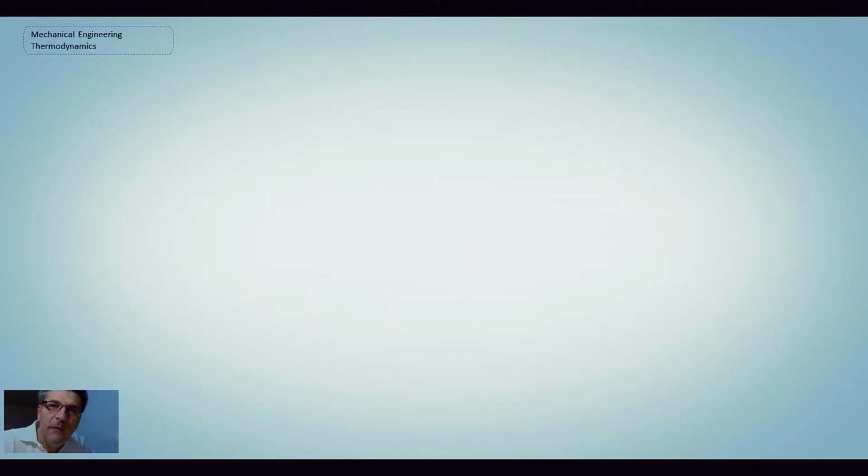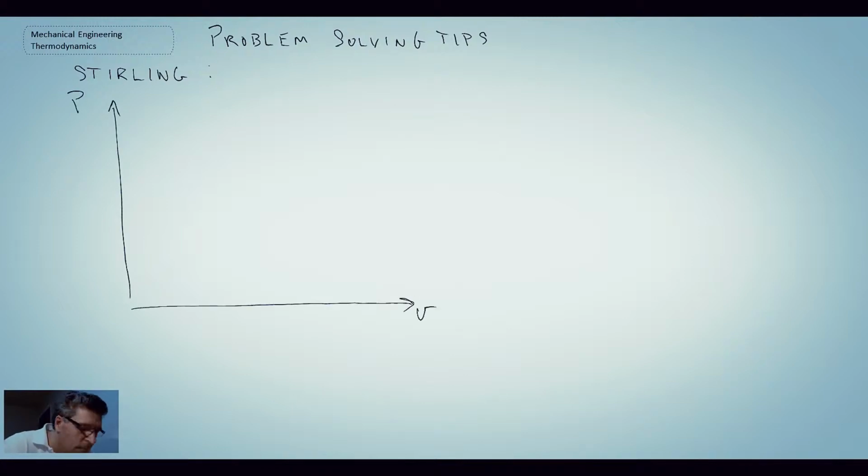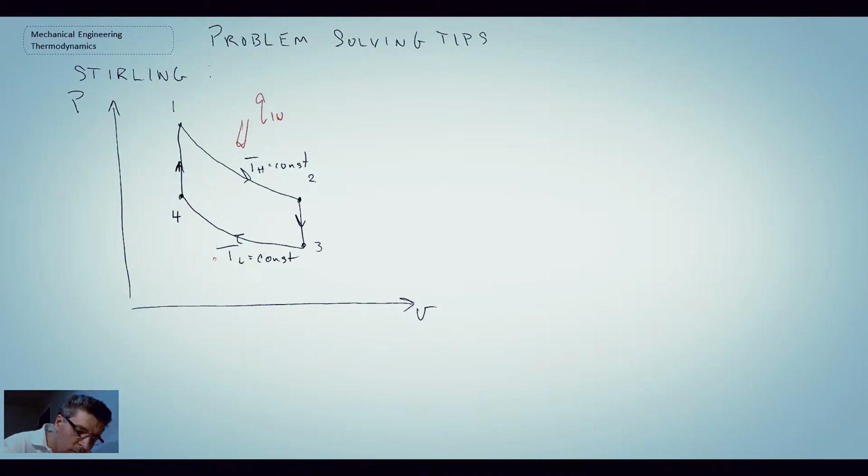So the last two cycles that we're going to look at, considering problem-solving tips, will be the Stirling and the Brayton. So let's start with the Stirling. And I'll write out the PV diagram. So that's the PV diagram for the Stirling.